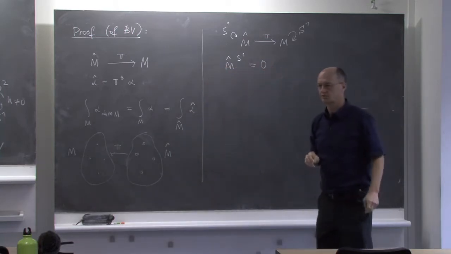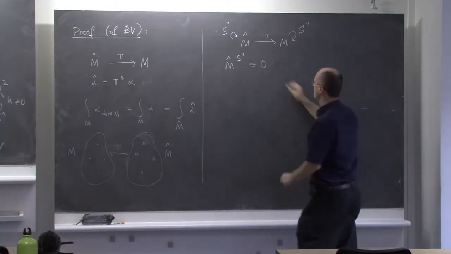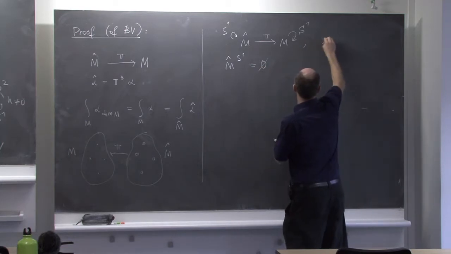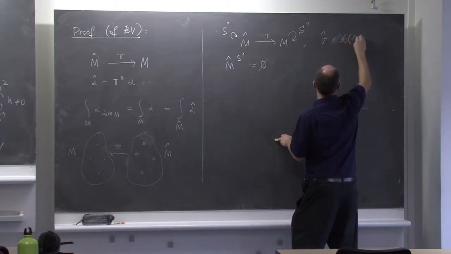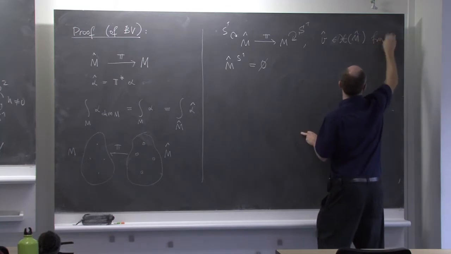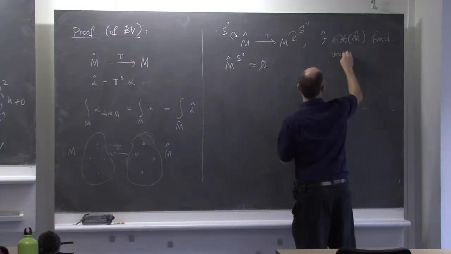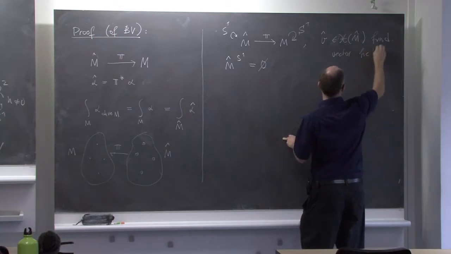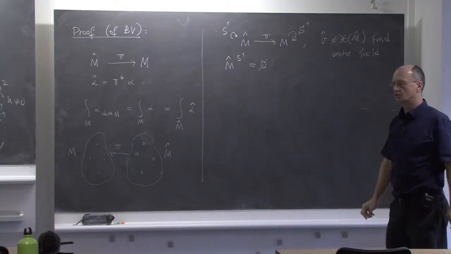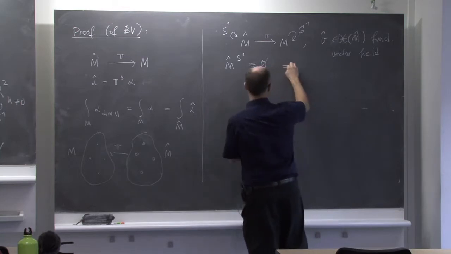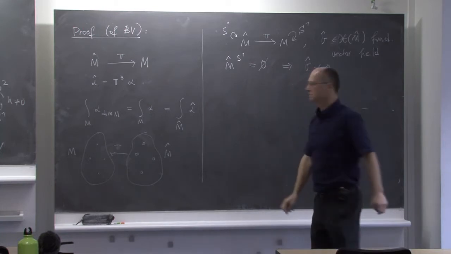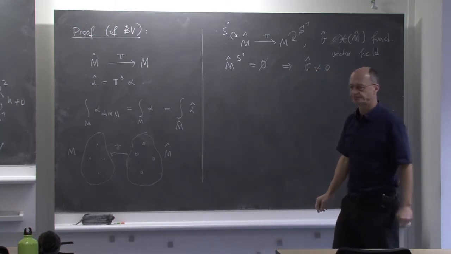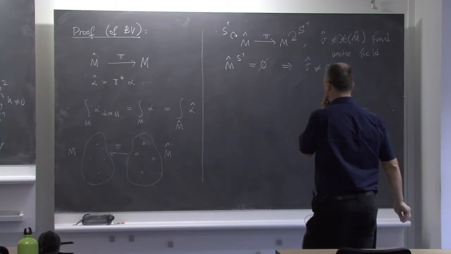Let's denote by V hat the fundamental vector field of the S1 action on M hat. This means that V hat is nowhere 0, right?